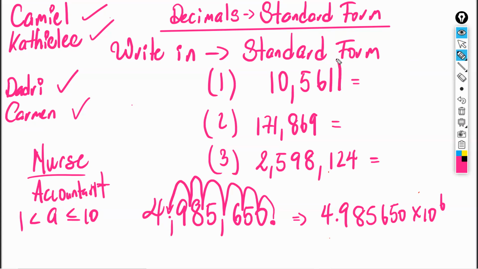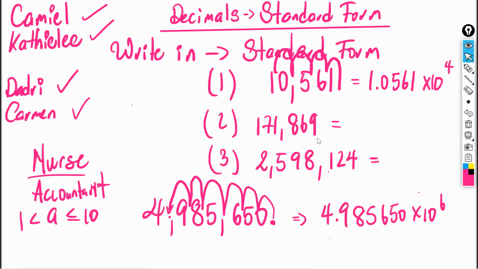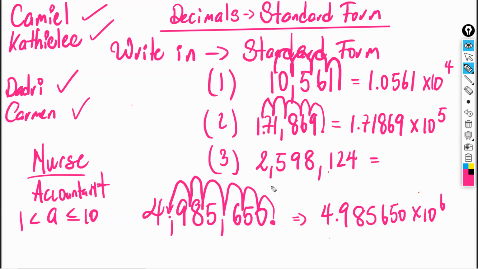We're going to move the point 1, 2, 3, 4. So we should get 1.0561 times 10 to the 4th power. Yes. Well done, guys. And then the next one now, it's going to be 1, 2, 3, 4, 5. So it's going to be 1.71869 times 10 to the 5th power.